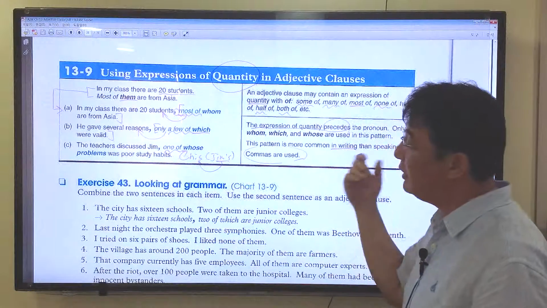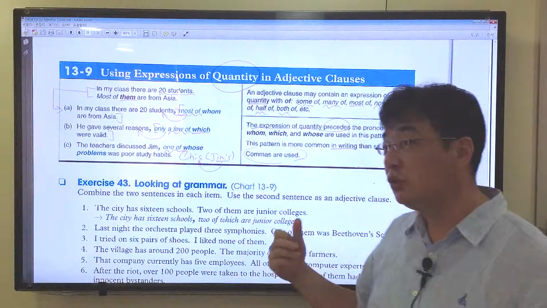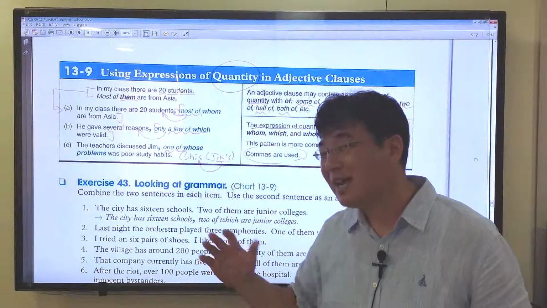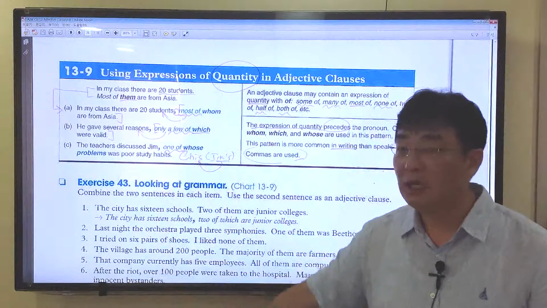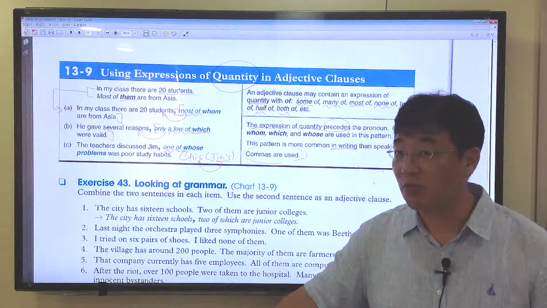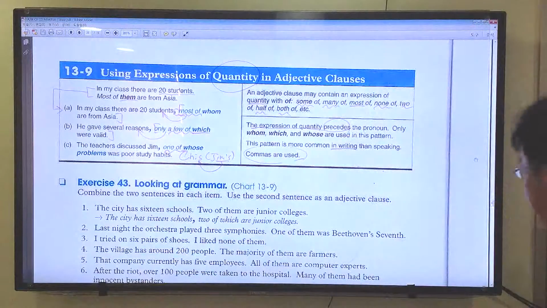그래서 this is more common, again, in writing than speaking. So you are not supposed to use it in speaking. It's not like that, but it's rather common to have these types of expressions in writing. 아시겠죠? 그죠? Okay, let me get into the next table.